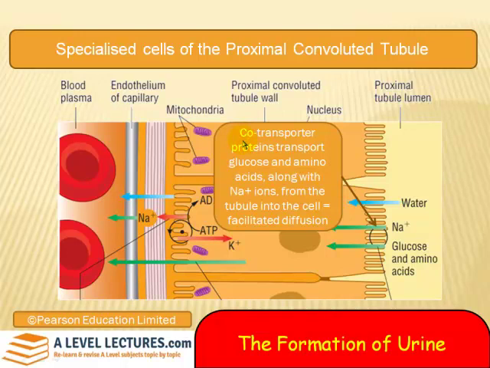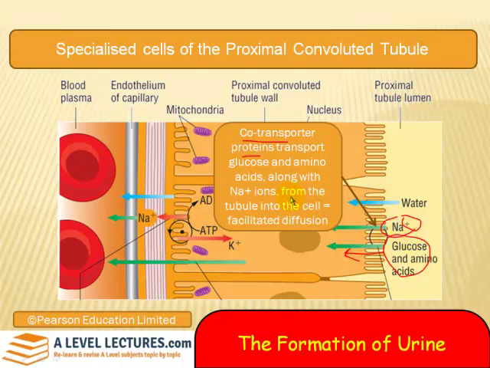We've also got co-transporter proteins, and they transport glucose and amino acids. There we go. So these things here are being transported by co-transporter proteins, along with sodium ions. There's some ions. Oh, God, I missed out on there.